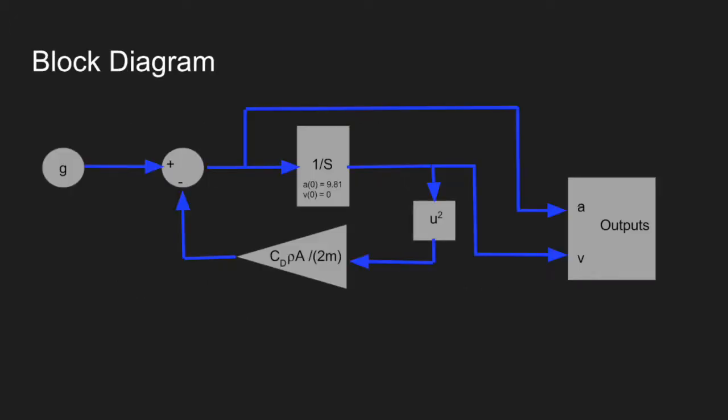This is a Simulink-style block diagram of our dynamic system. Acceleration is integrated into velocity, then squared, then multiplied by negative cd rho a over 2m, then added to g to create the acceleration equation again. Acceleration and velocity can then be viewed as outputs.